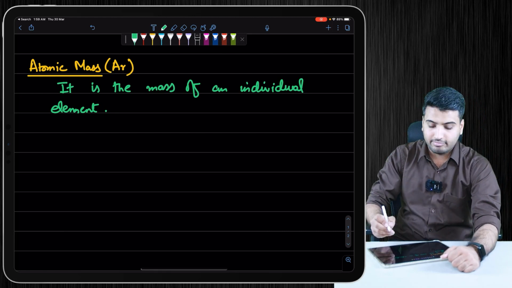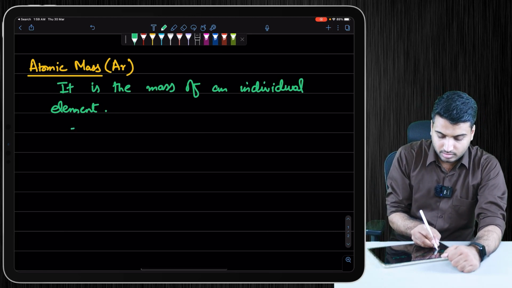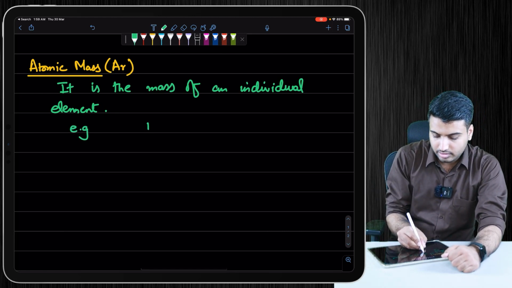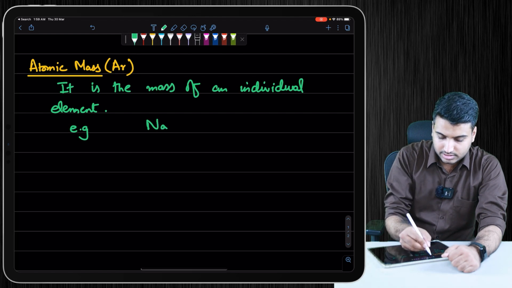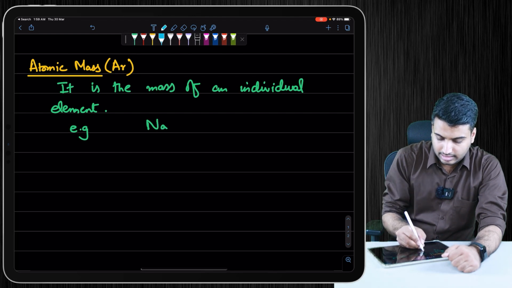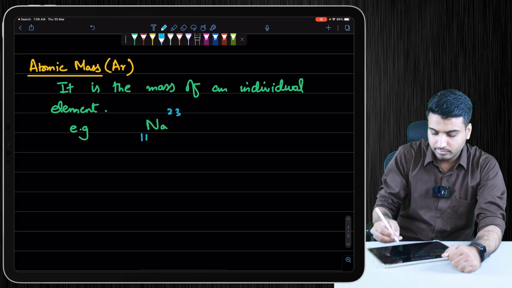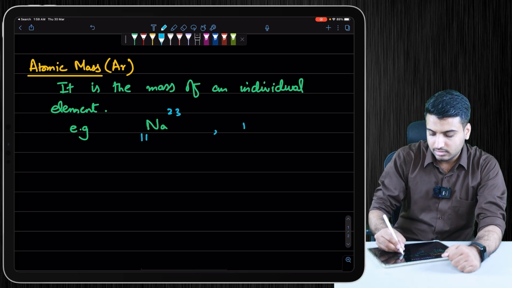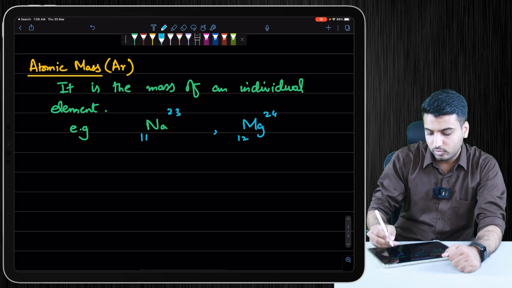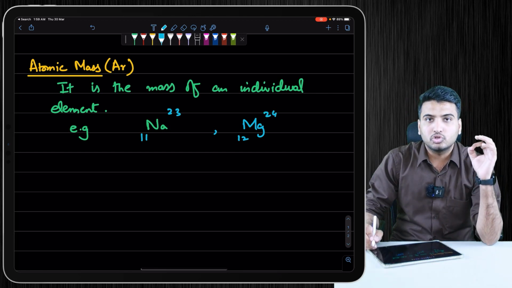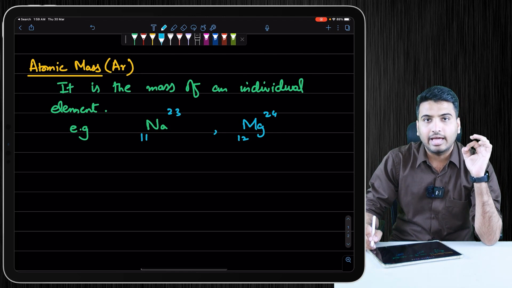For example, we have sodium, Na, which is 11 and 23, and magnesium, which is 12 and 24. You are not supposed to memorize these numbers which I am writing, as you would be provided with a periodic table.